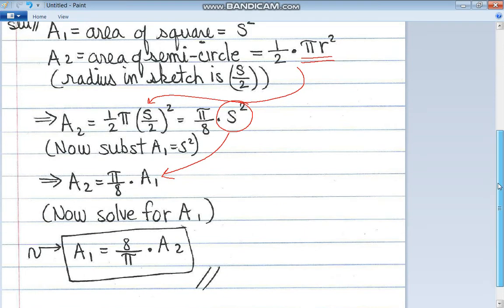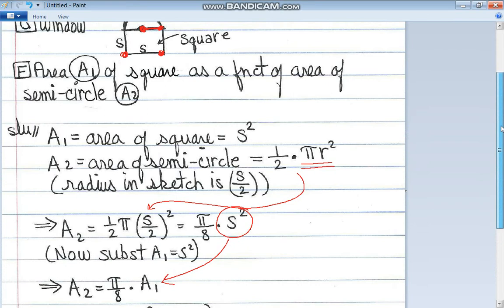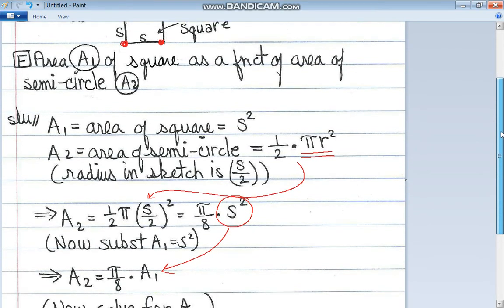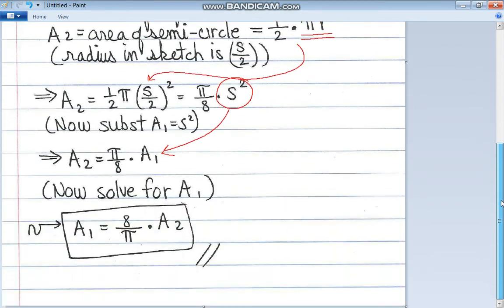Now you think you're finished, but go back and read the question. Find what? Find A sub 1 as a function of A sub 2. So we have to have A sub 1 equals something that has A sub 2. So all we're going to do is isolate the A sub 1. And how do we get rid of the coefficient pi over 8 that's multiplying? We multiply by its reciprocal on each side, 8 over pi, and we get a cancellation.